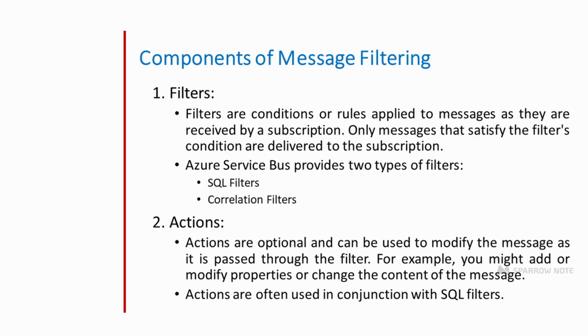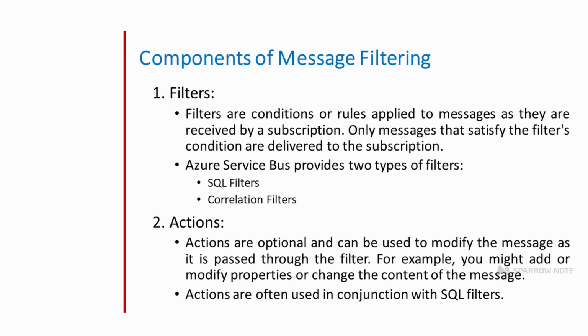Components of message filtering. Filters. Filters are conditions or rules applied to messages as they are received by a subscription. Only messages that satisfy the filter's condition are delivered to the subscription. Azure Service Bus provides two types of filters: SQL filters and correlation filters. SQL filters allow SQL-like expressions to evaluate message properties. Correlation filters are a simplified way to filter messages based on matching specific properties.